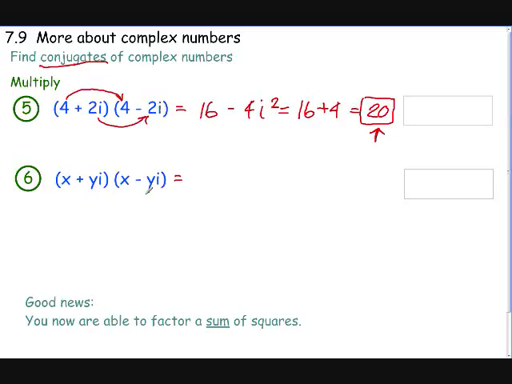Here I've got conjugates again. Let's see. Because it's conjugates, I don't have to worry about doing the outside and the inside. I'm only going to do the first and the last. So the first becomes x squared. The last becomes a negative, right? A positive 1 times a negative 1. y squared. i squared. i squared is equal to a negative 1. So I'll simplify this. x squared plus y squared.